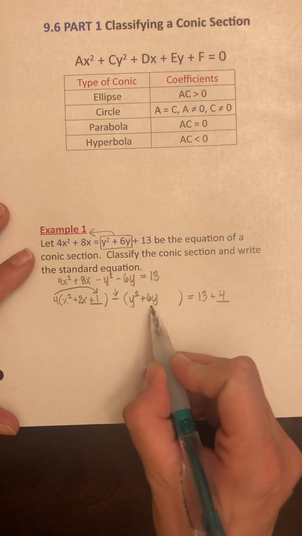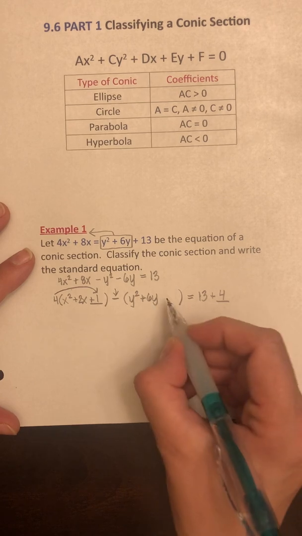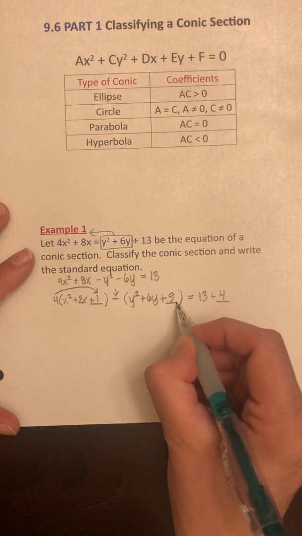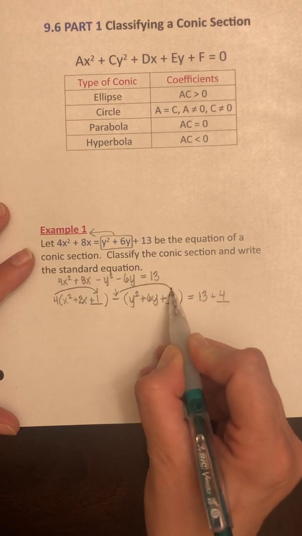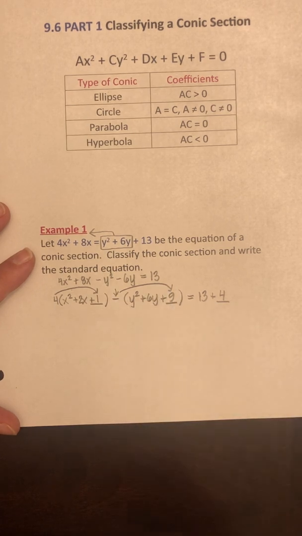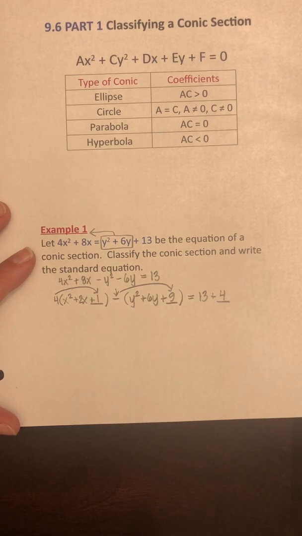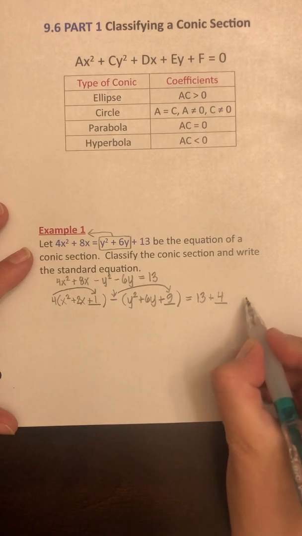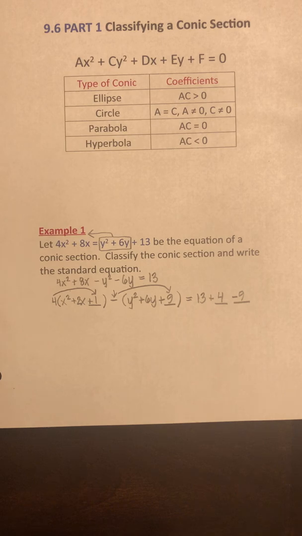Same thing here. I'm going to find half of b. So half of 6 is 3, and I'm going to square that, and I'm going to get 9. But again, I have to ask myself, if I distributed the negative sign, the negative 1 to that, what would it really be? And it would really represent a negative 9. So you have to keep your sides balanced.